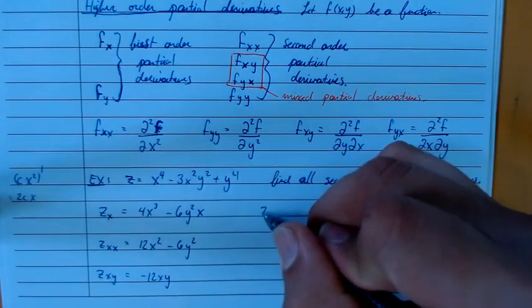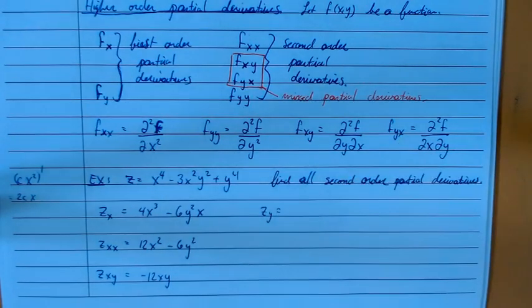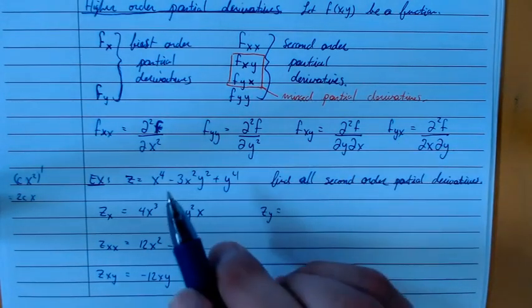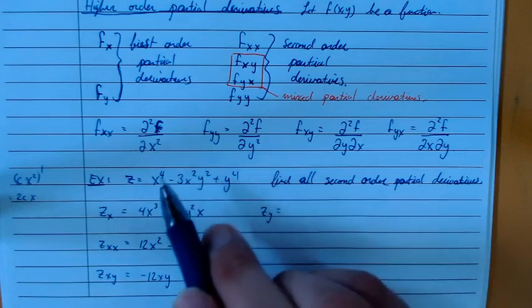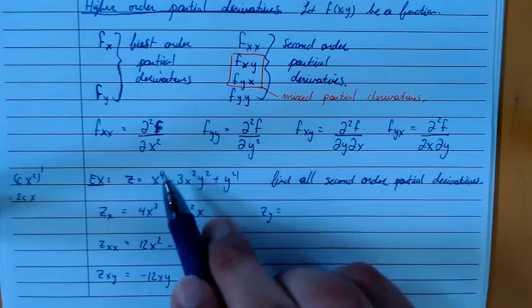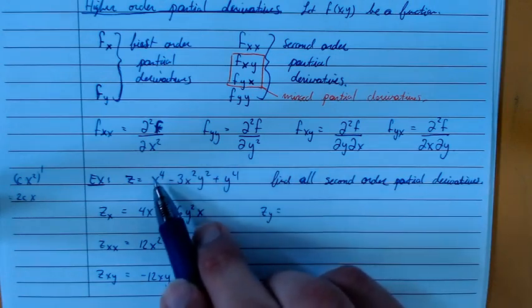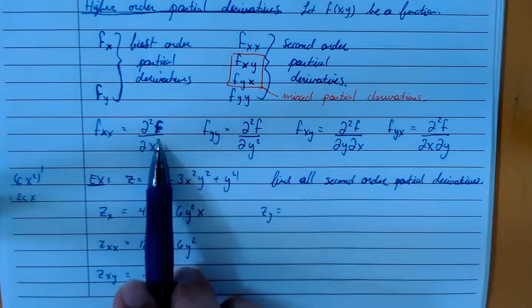So now let's go and take z sub y. And that's going to be, well, let's see, starting back from the original. With respect to y, this whole thing is a constant, so its derivative is just 0. We don't worry about that one.